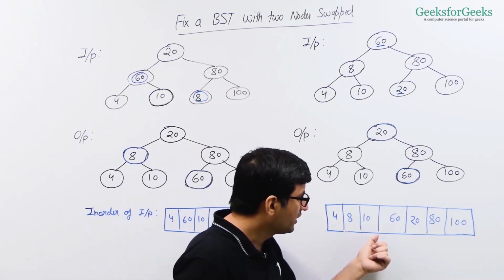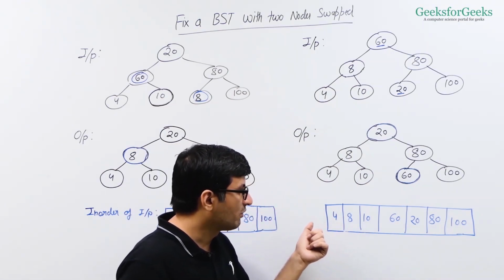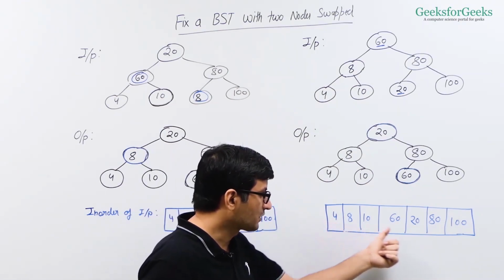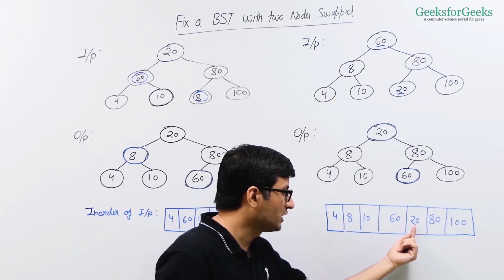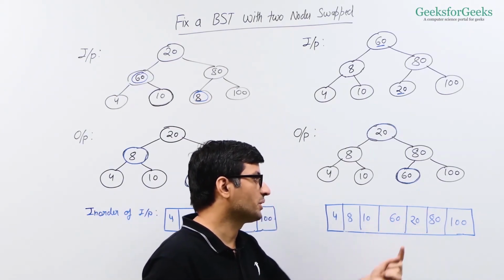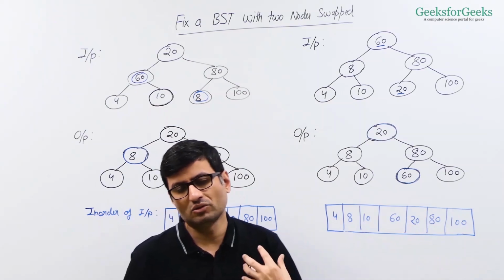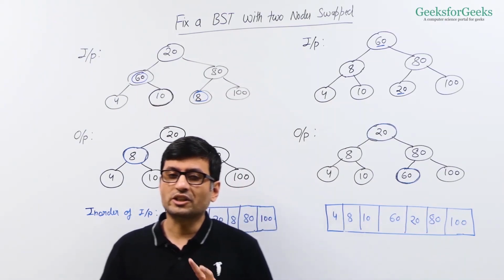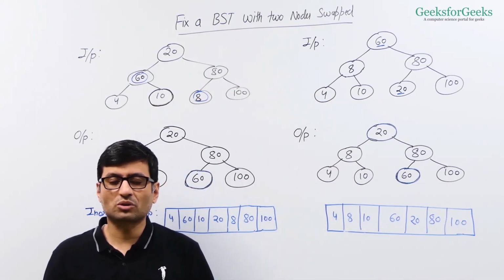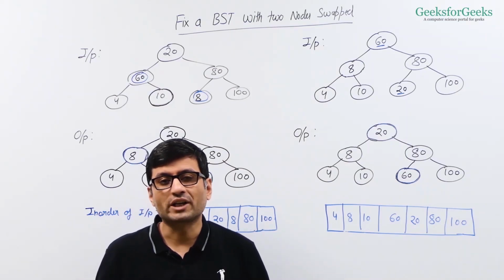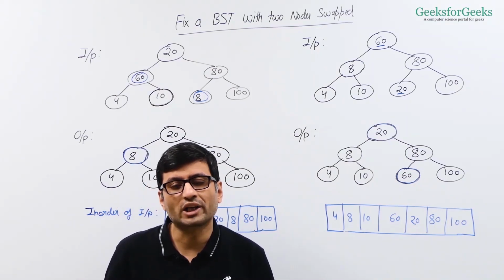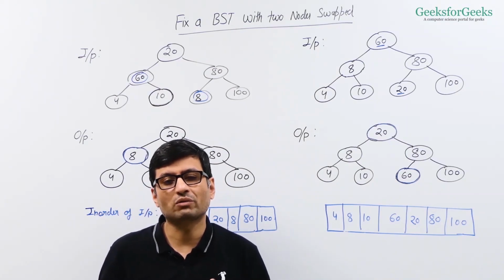If you see this array, in this array there is only one violation. Everything is following the order except 20. 20 is smaller than previous nodes. Everywhere else you have no violation. So there are two cases. When you traverse through the in-order traversal, you will find two cases. In one case there will be two violations. In other case there will be one violation.